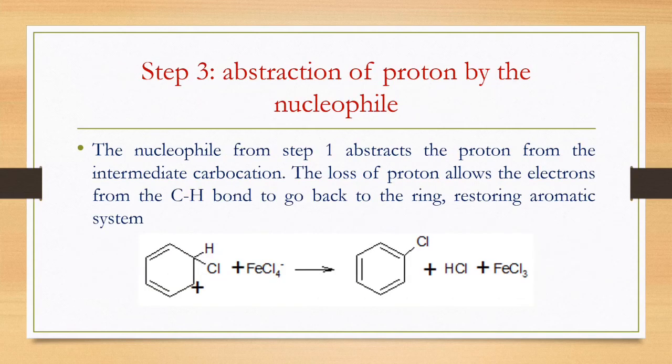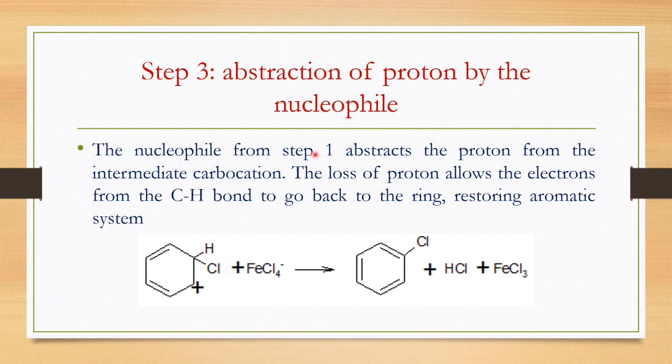Step 3 is abstraction of proton by the nucleophile. So from step 2 we got a resonance hybrid structure or the carbocation intermediate. That carbocation intermediate loses the proton and that will form a substituted product. So the nucleophile from step 1 will abstract this proton and the substituted product will be formed.